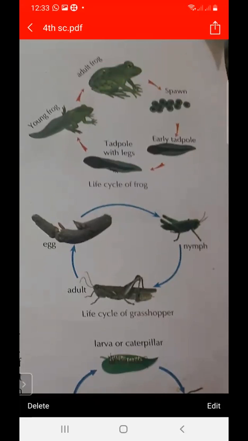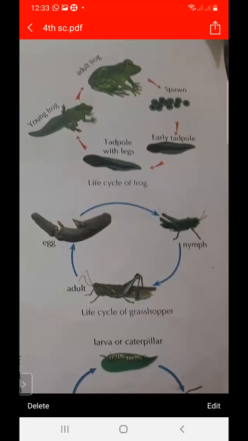And what is the life cycle of frog? How the adult frog is made. First, the adult frog gives small eggs, and this cluster of eggs is called spawn.